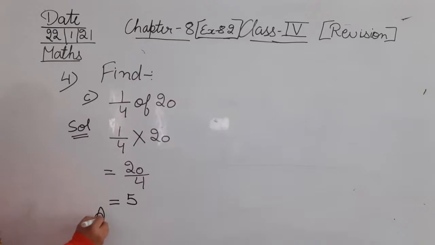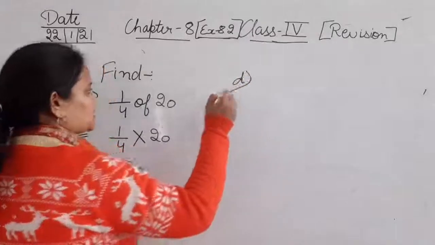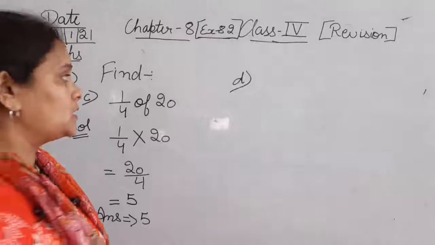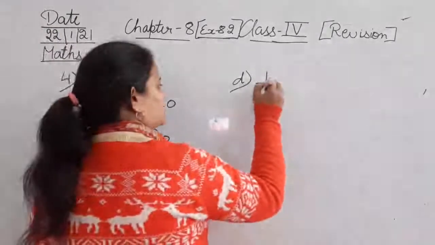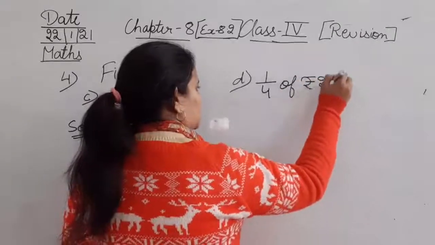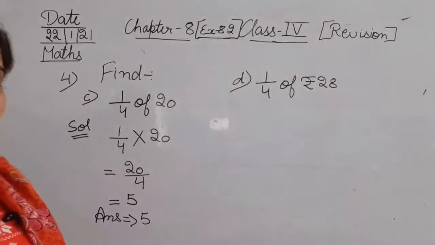Therefore, the answer is 5. Answer is 5. Therefore, 1/4 of 20 is 5. Okay. चलिए moving next to the D part. Okay, देखिए D part से the questions are changed little bit. That is 1/4 of rupees 28. We have to find 1/4 of rupees 28.